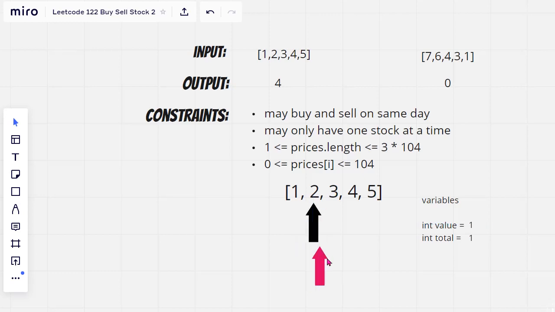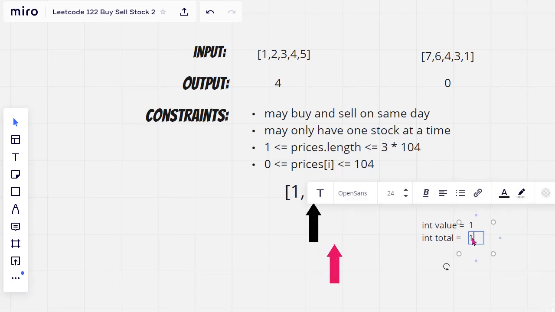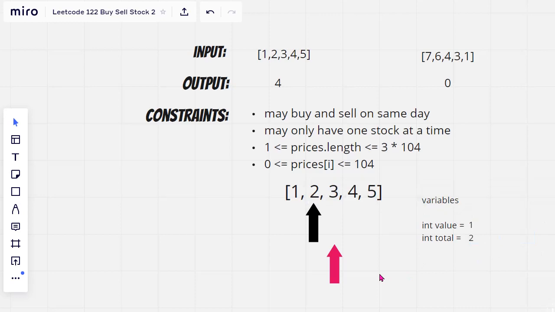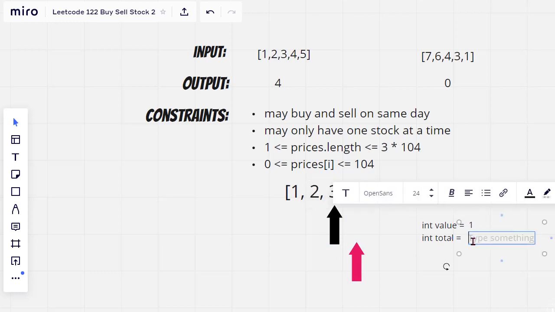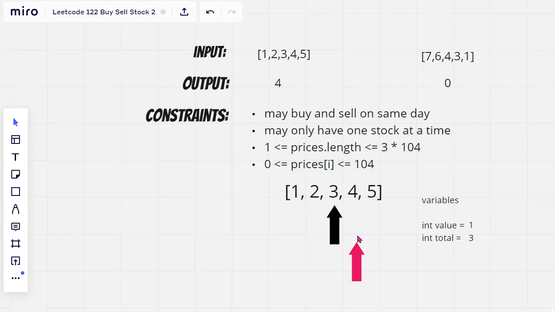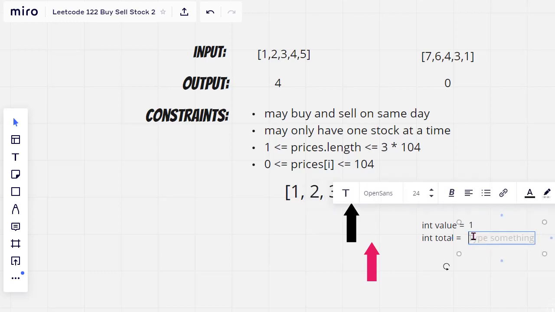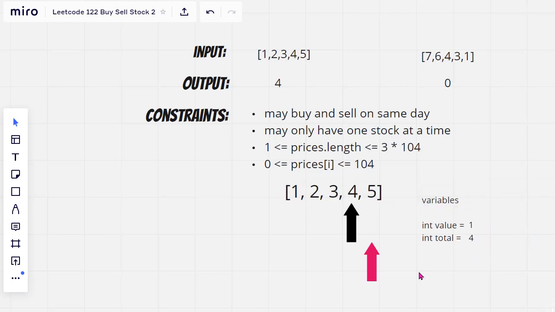Then we iterate through, move both iterators forward 1. Again, we have a value of 1, so we can increment our total. And again, we move our iterators. We're going to do this until we get to the end of the array. The value is 1, so our total is now 3. Move our iterator to 4, move our next day iterator to 5. It's a value, or profit, of 1, and the total we end up with is 4.